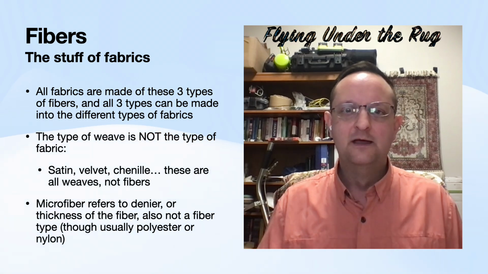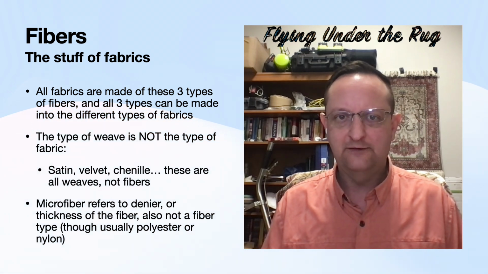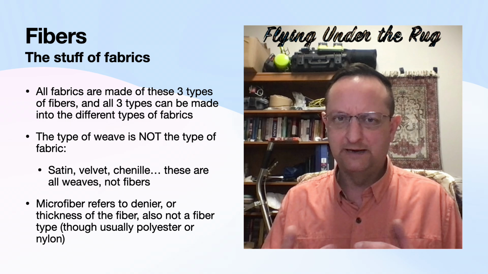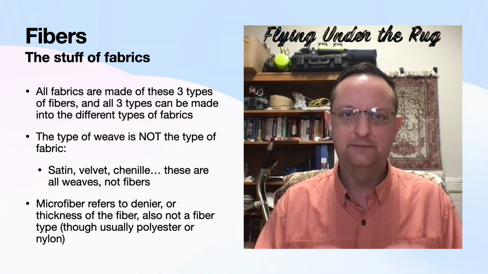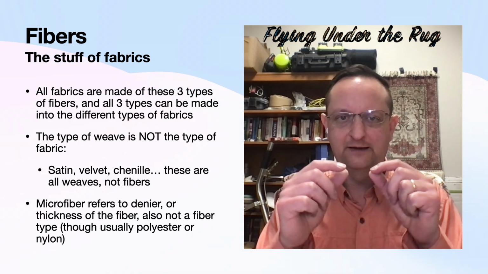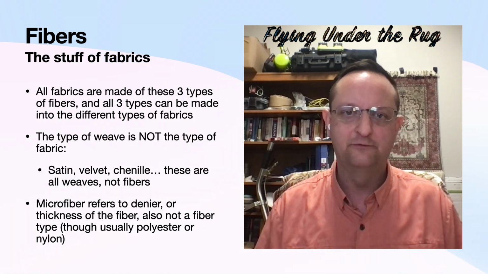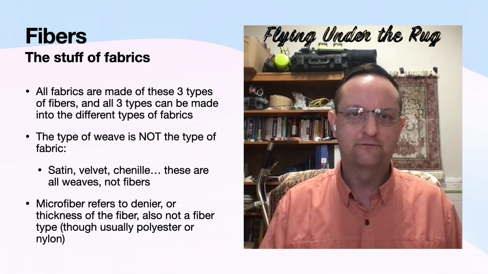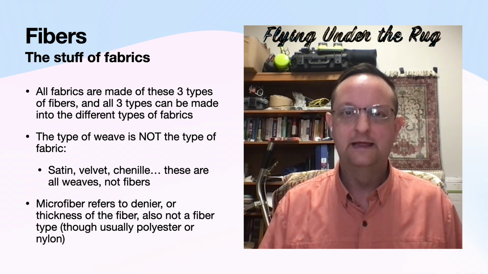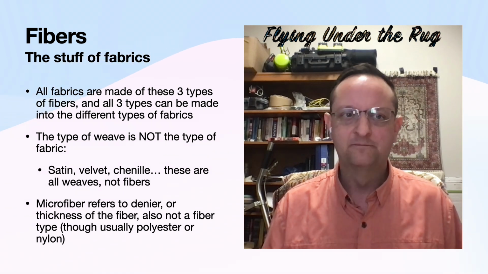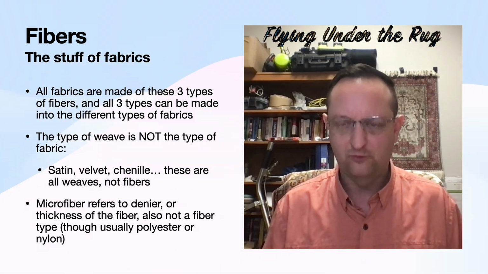Microfiber is another one that I get asked or told a lot. Microfiber is, again, talking about the denier, the thickness of those fibers, the width of the individual filaments. Microfiber is very, very small, and that's why it's called microfiber, usually made out of a polyester or a nylon.